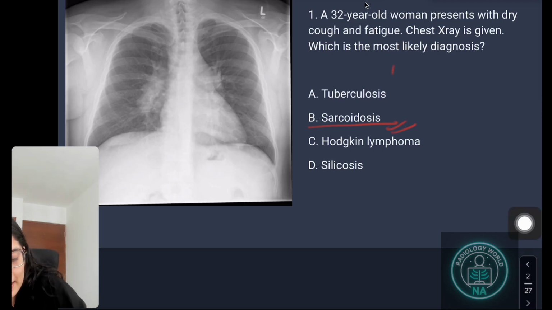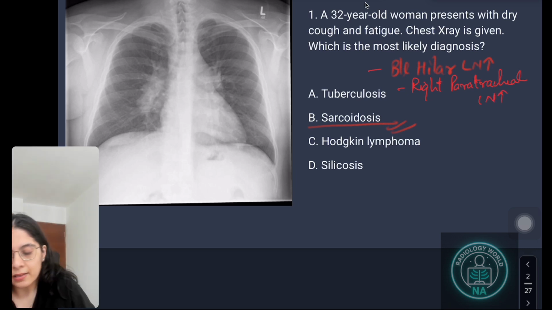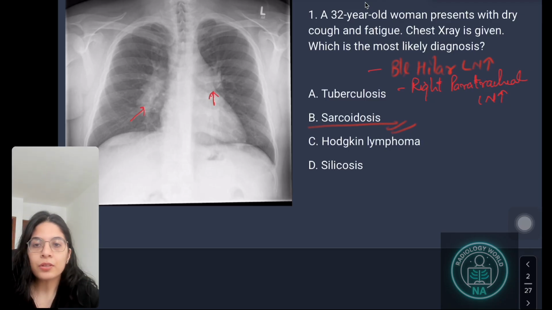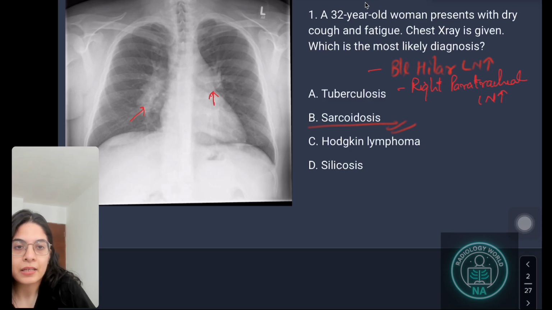It is bilateral hilar lymphadenopathy and right paratracheal lymphadenopathy. So I am talking about this mediastinal lymph node enlargement which is commonly tested on the chest X-ray, and here you can see that there are enlarged bilateral hila. Okay, I'm not able to show over here the right paratracheal lymph nodes, but the characteristic pattern they test is bilateral hilar lymphadenopathy and right paratracheal lymphadenopathy.